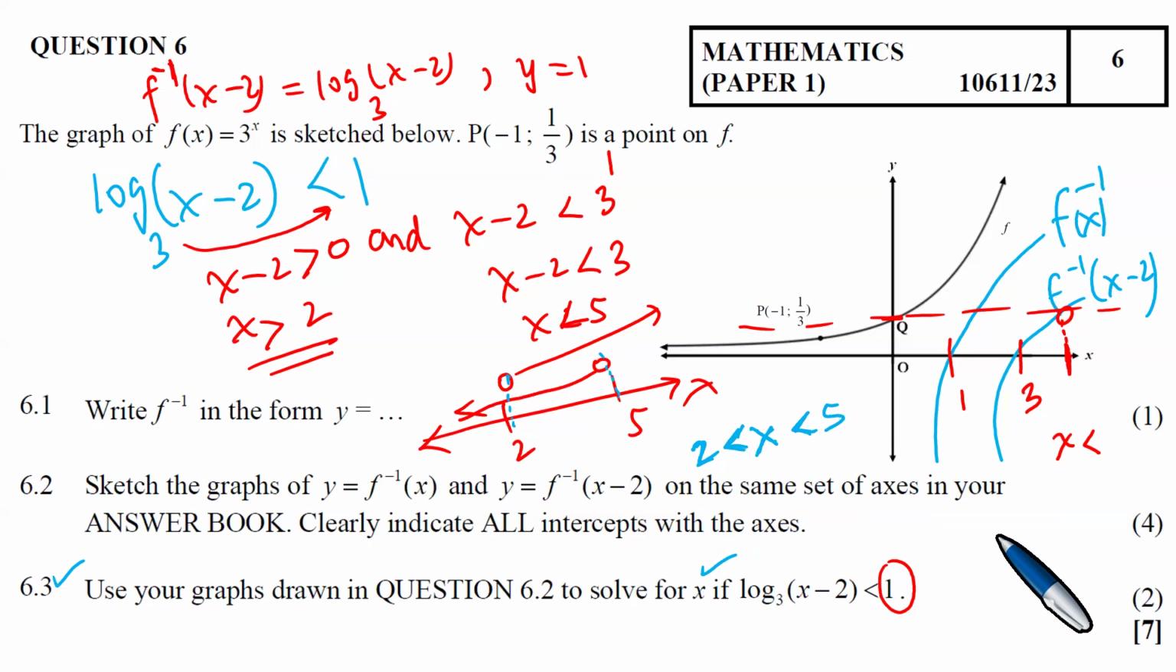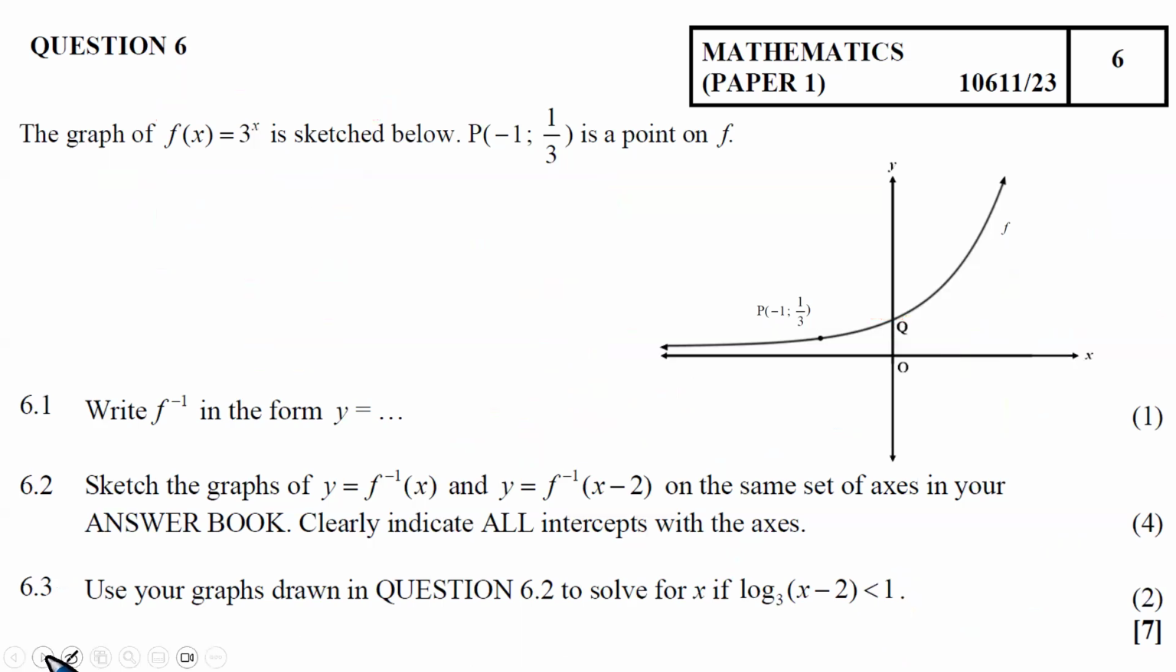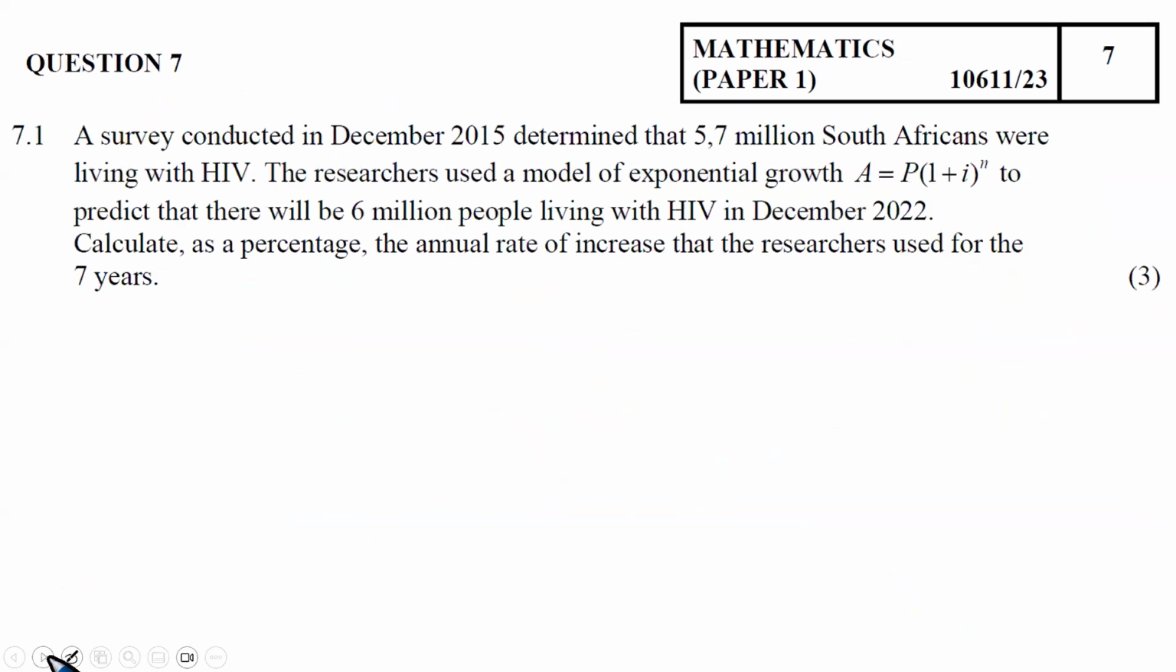So the answer is this one. X is between 2 and 5 there. So the answer to 6.3 is 2 is less than x is less than 5. That is the answer to 6.3. We move on to the next question.